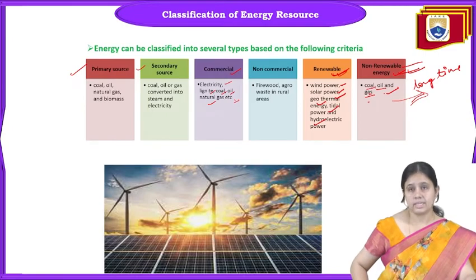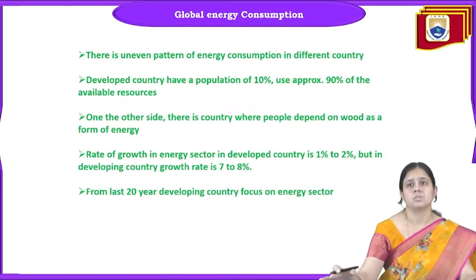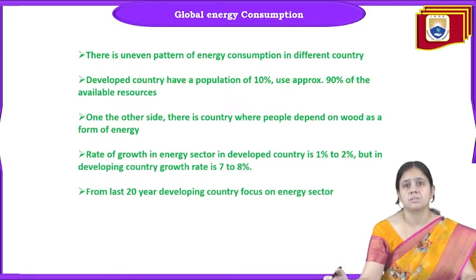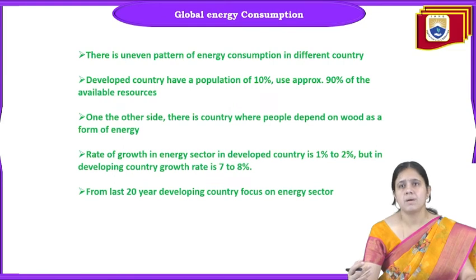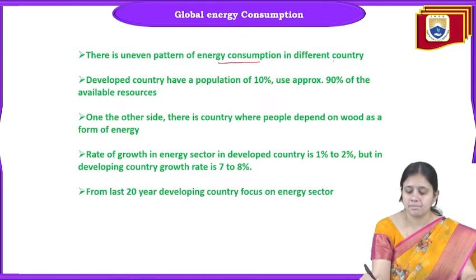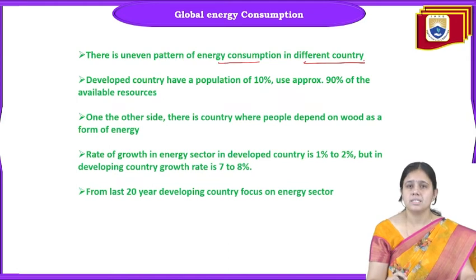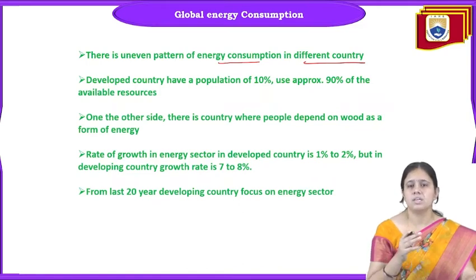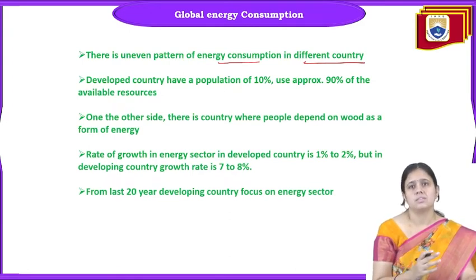Now we come to the next slide, that is about global energy consumption. Globally, how much energy is consumed? There is an uneven pattern of energy consumption in different countries. If a country is developed, it has good technology and uses more energy. If a country is not developed, it does not have that good technology or good industry, so it uses less energy. A developed country, with about 10% of the population, uses approximately 90% of the available resources. The population is also less, so they are using a good amount of energy.